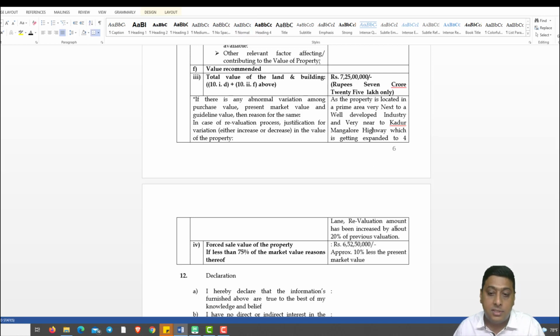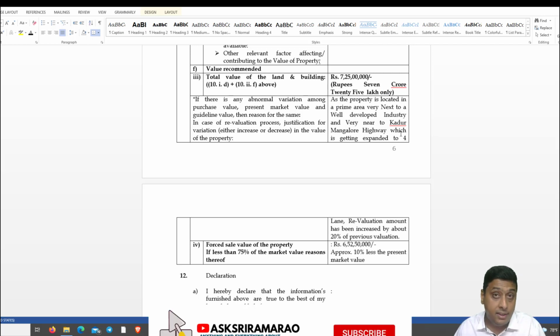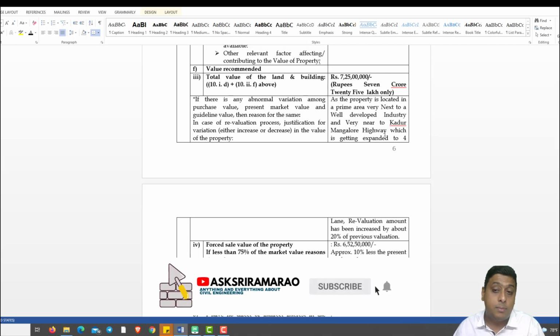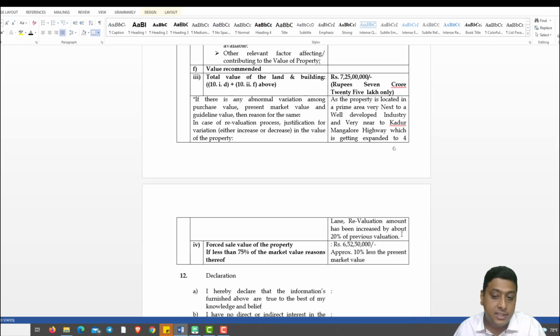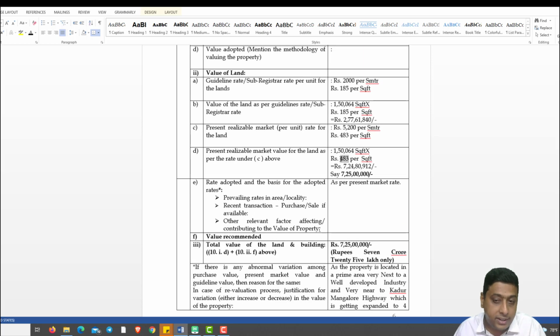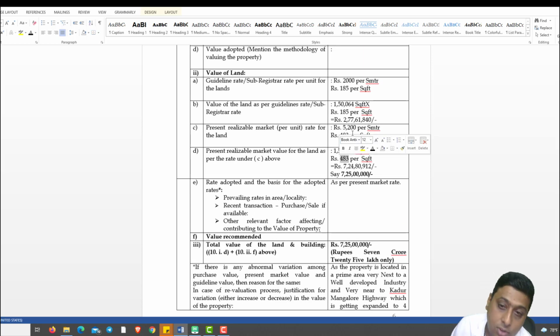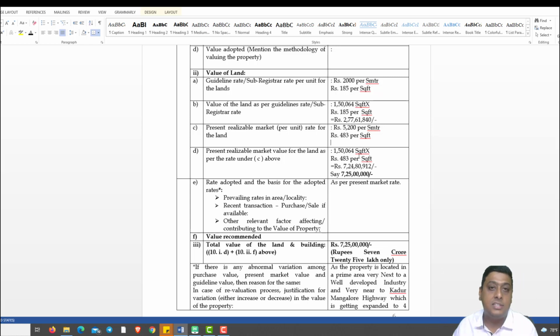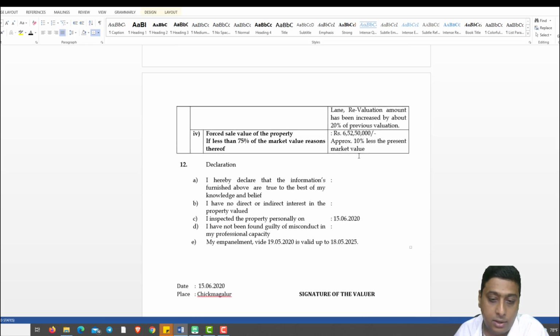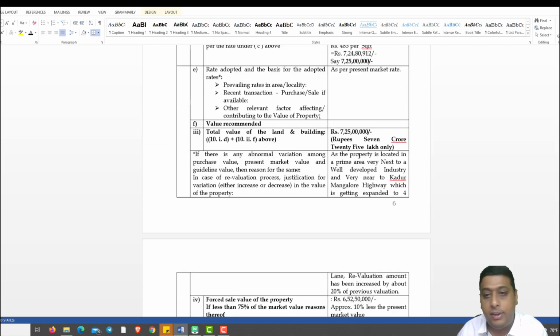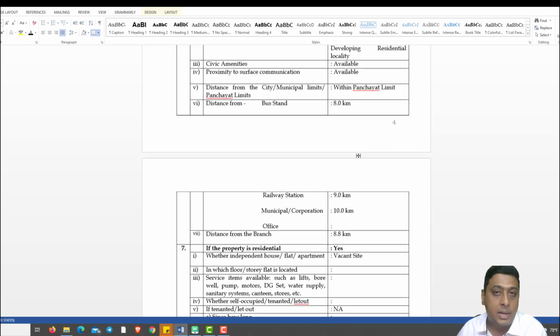So you can see here I have put a note that the property is located in a prime area, very next to a well-developed industry and very near to the Kadur Mangalore highway, which is a booming area now, getting expanded to 4 lane. The revaluation amount has been increased about 20% of the previous valuation. The previous valuator has taken 370 rupees, and I have increased it by 20% more than that value. So this is how we have to evaluate the bigger plots.